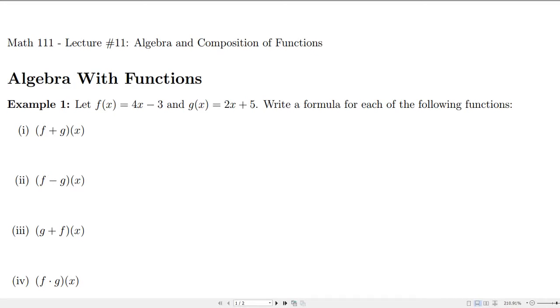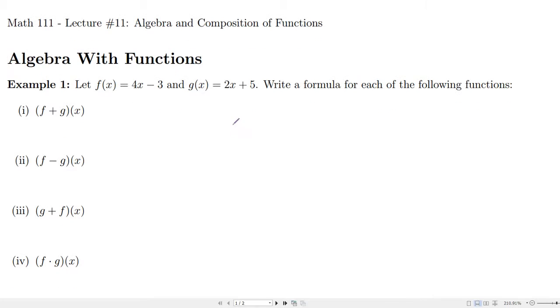In this next lecture, we're going to talk about algebra with functions and composition of functions. So we want to be able to combine functions to make new functions and evaluate those functions, which is quite common in mathematics. So let's say that we have these two functions here. f of x is 4x minus 3, and g of x is 2x plus 5.